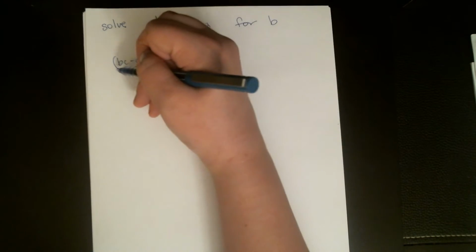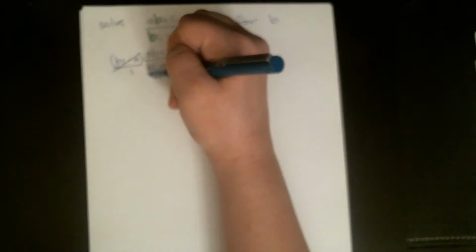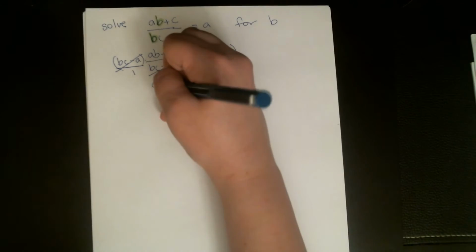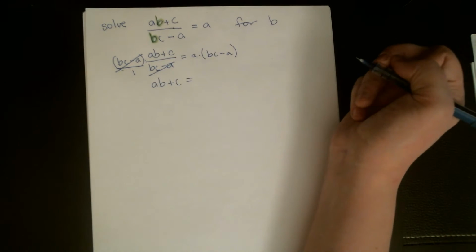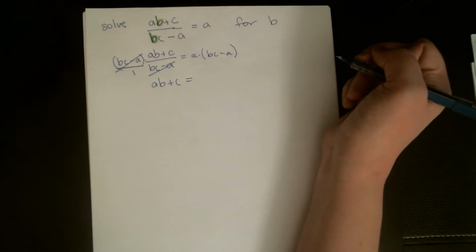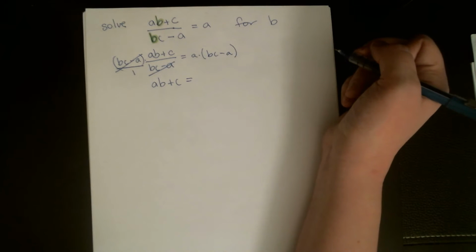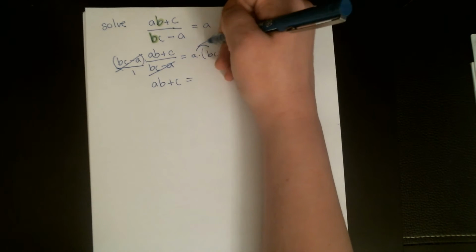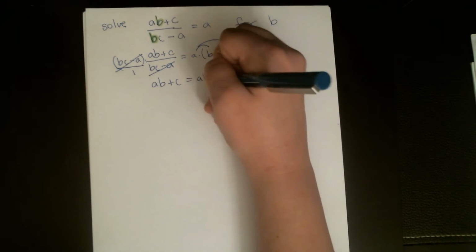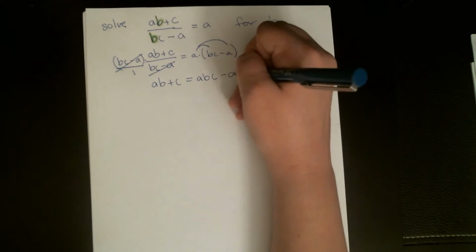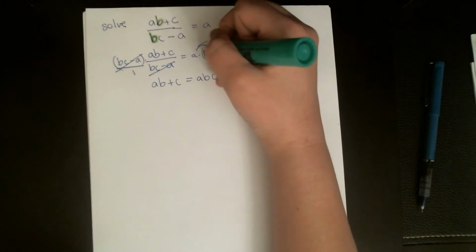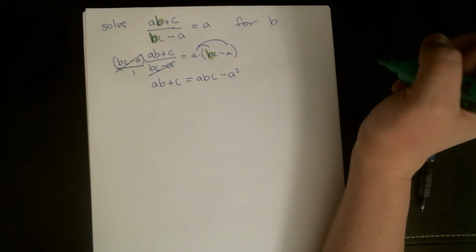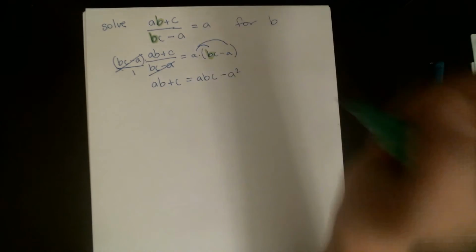On the left-hand side, we have bc minus a in the top and the bottom, which means we get to cancel. We're left with ab plus c. On the right-hand side, we don't have anything to cancel, so we're just going to have to multiply a by the bc minus a, and I'm going to go ahead and do that in this step. We can distribute. The reason that I think I will want to do this is because I'm solving for b, and as it stands right now, b would be stuck in the parentheses, so I think it's a really good idea to clear those.